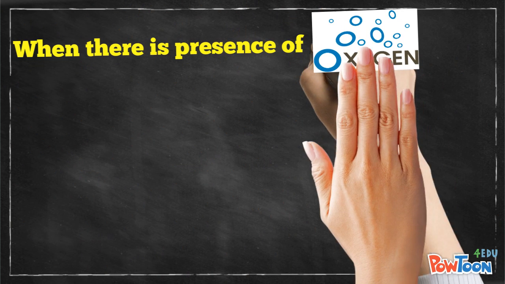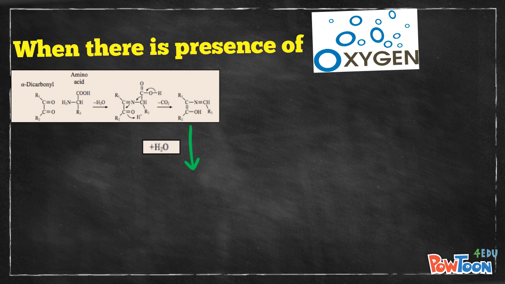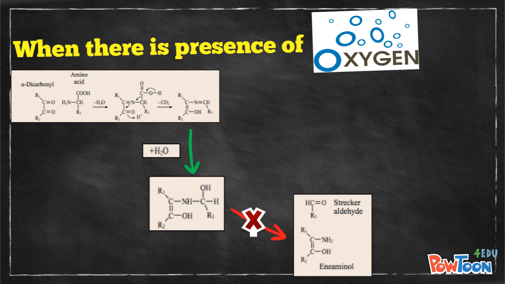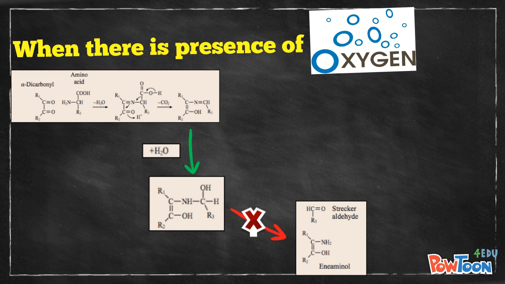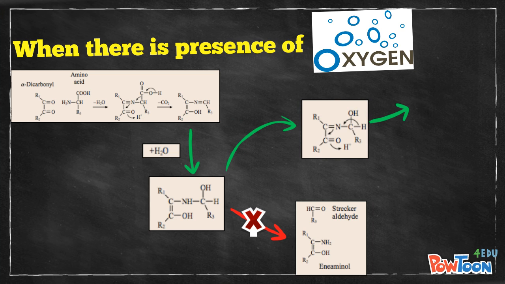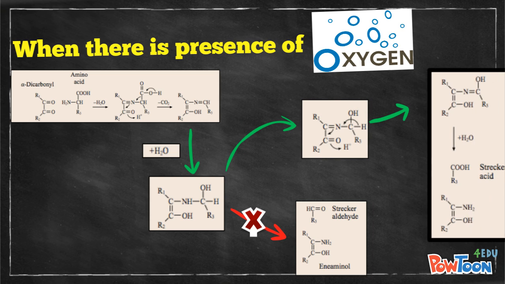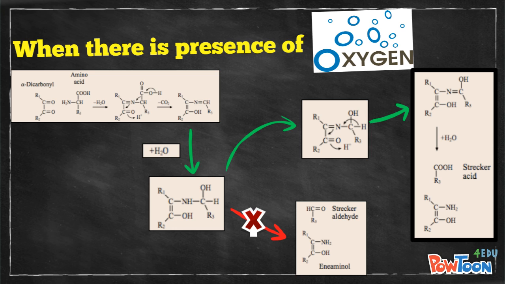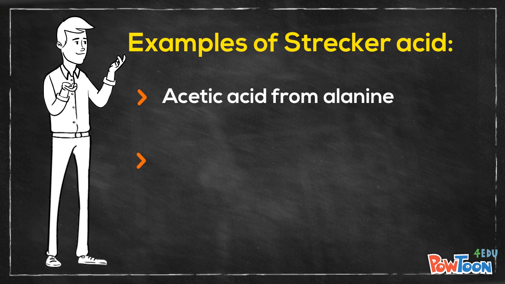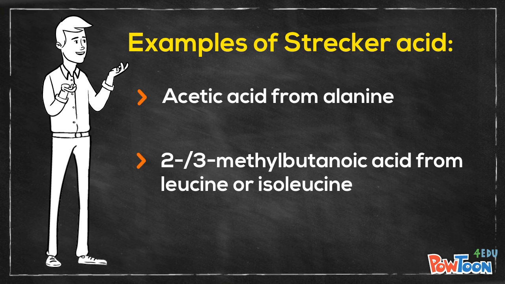When there is a presence of oxygen, the intermediate product formed from the hydration and decarboxylation steps is not able to form Strecker aldehyde and aminoketone. Instead, the intermediate product will undergo oxidation to form alpha-dicarbonyl, followed by an intramolecular redox reaction and hydrolysis to produce Strecker acid and aminoketone. Examples of Strecker acids are acetic acid that comes from alanine, or 2-methylbutanoic acid that comes from leucine or isoleucine.